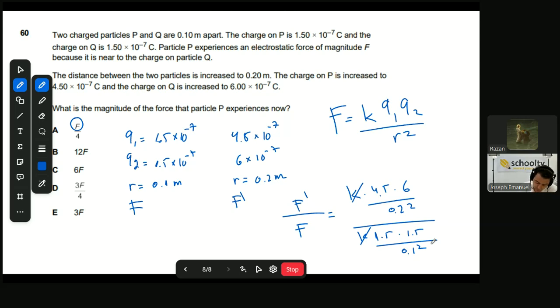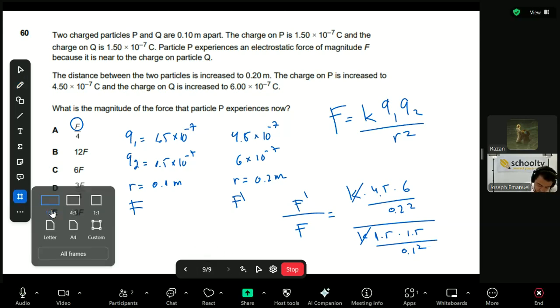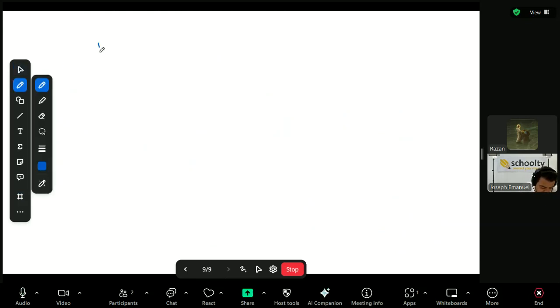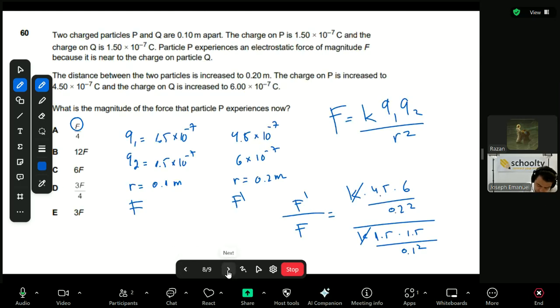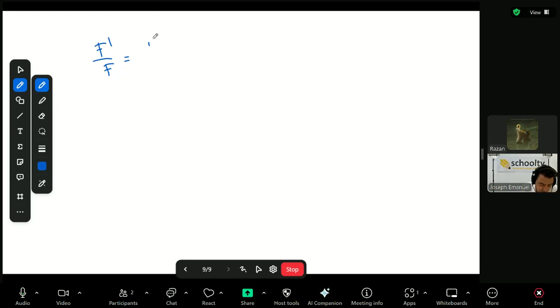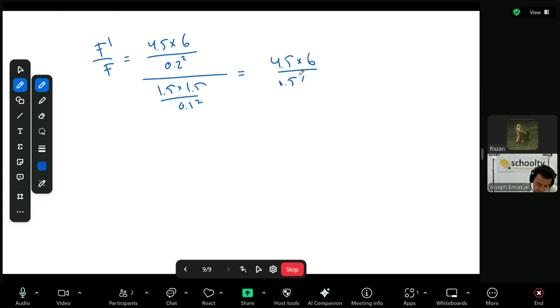Let's take it to the next whiteboard. So what we had here: you have 4.5 times 6 over 0.2 squared, and you have 1.5 times 1.5 over 0.1 squared. So this is 4.5 times 6 divided by 1.5 times 1.5, multiplied by 0.1 squared over 0.2 squared.